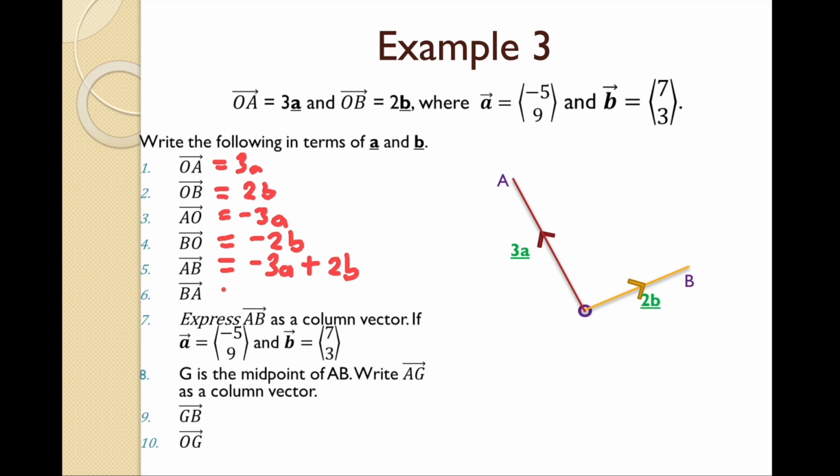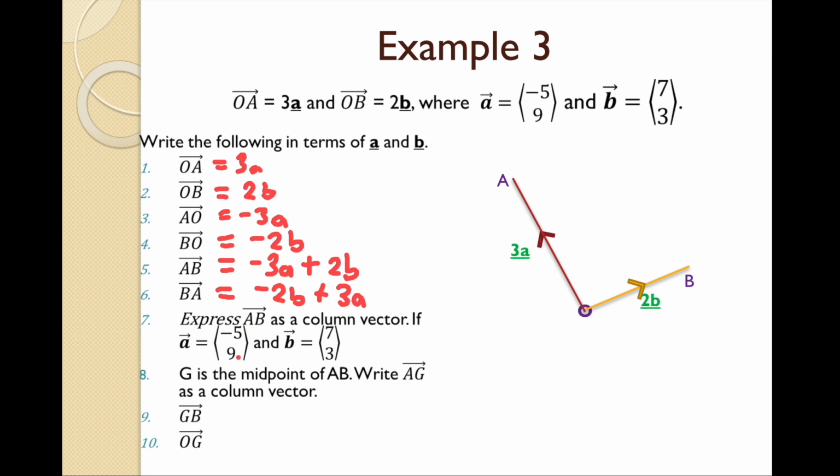Now BA, what do you think BA is going to be? Because we're going opposite here, this is going to give us negative 2B plus 3A. So once we have this here, it's just going to swap the signs. Negative 3A turns to positive 3A, and positive 2B turns to negative 2B. Now the next one, we want to express AB as a column vector.